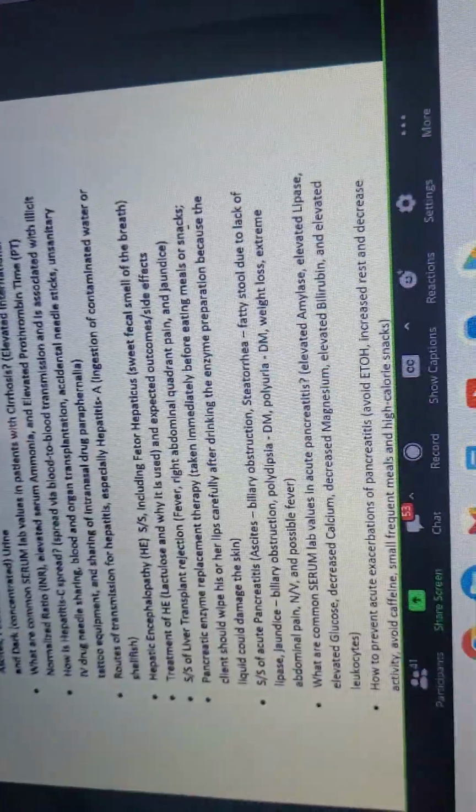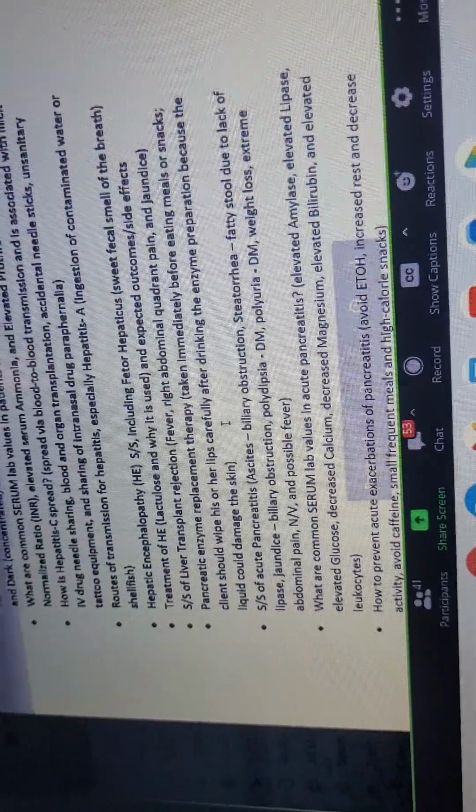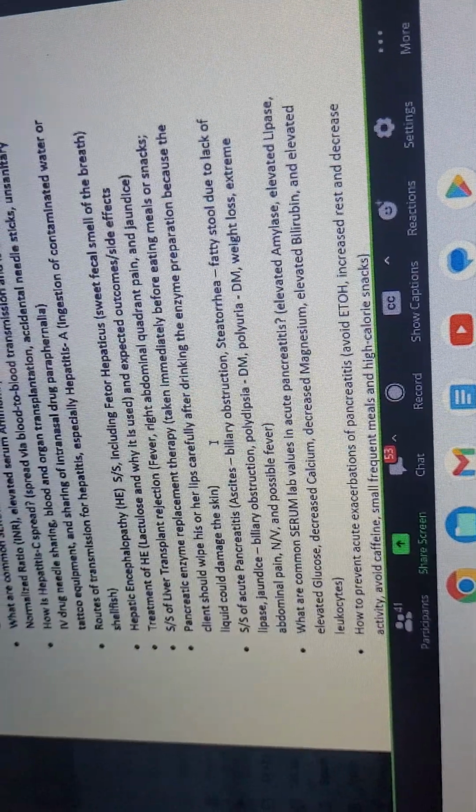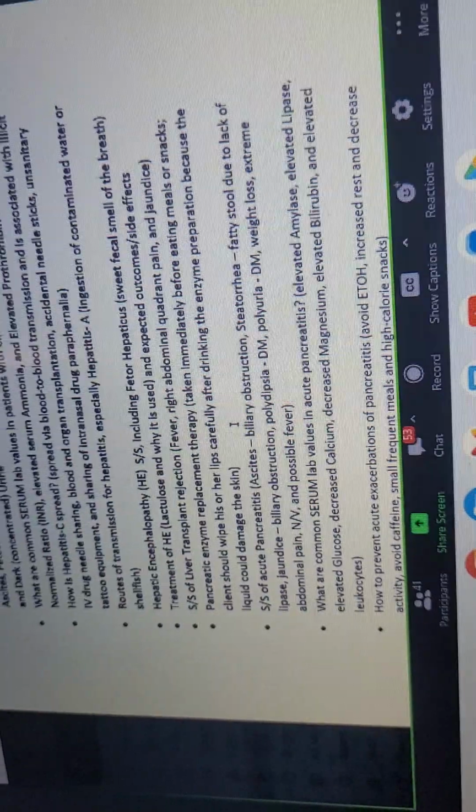I learned that. And then part of our teaching, we have to make sure that the client cleans their skin after using the enzymes to eat, right? And specifically, give good oral care, specifically their lips, because after drinking that enzyme preparation, it could cause damage to the skin. So it's very important.